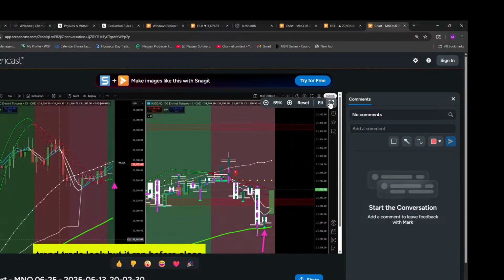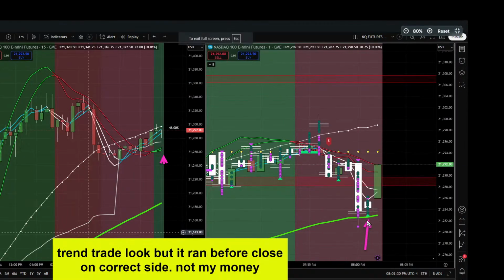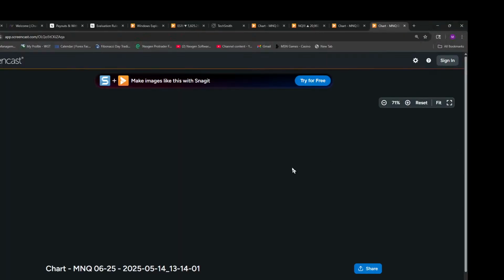And this one's labeled no entry. And this is going to happen every now and then, Jerry. You get to the mid band, the small triggers are coming down, and it's just going to run without you, and you're going to have to make the decision on what you want to do with it. I called that one not my money. It was a good-looking trend trade, just didn't give me an entry.